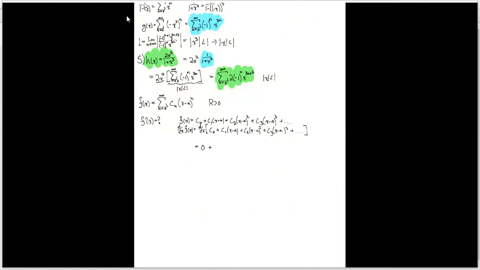Now, the next term is the c1 times x minus a, right? And if we take the derivative of that, we're only going to get c1. Now, if we look at the second term, we've got c2 times x minus a squared. So when we do the derivative, that 2 is going to come down. We're going to get a c2, and then an x minus a, just like power rule, right? And then we have a power of 1. If we look at the next term, a 3 is going to come down, and we're going to get c3 times x minus a squared, and then so on.